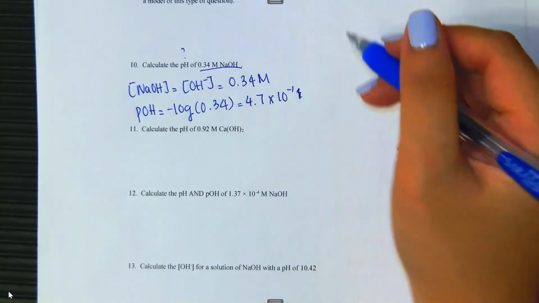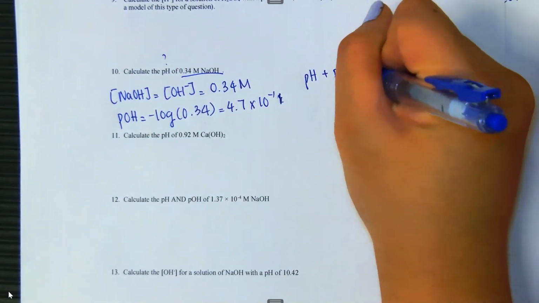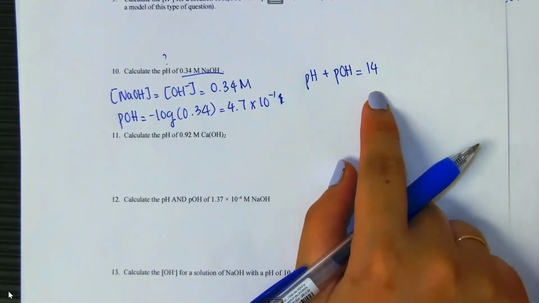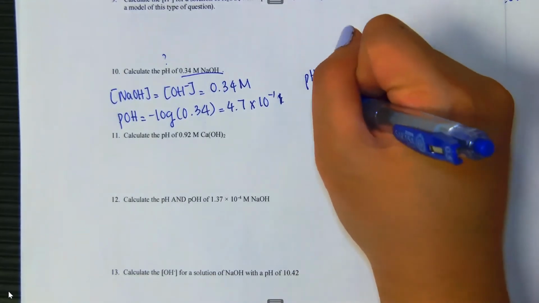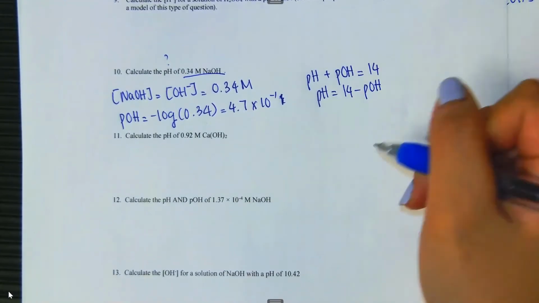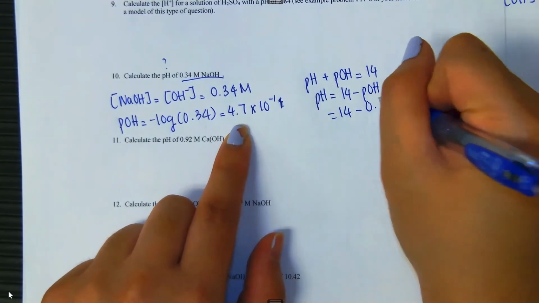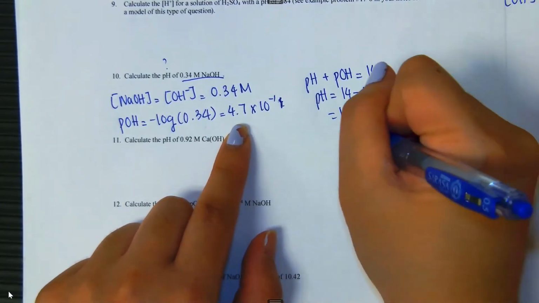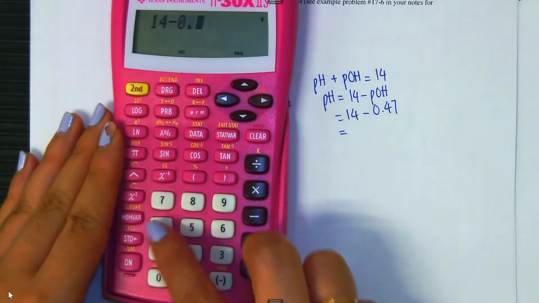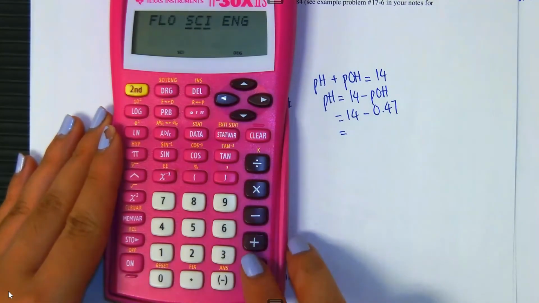Now we are not done because this is only the pOH. We need to find the pH. How are we going to find the pH? Well, remember this nice equation: pH plus pOH is equal to 14. We know the pOH already, so we can find the pH by simply doing 14 minus pOH. And the pOH, this is 0.47. And then when we put that into the calculator, we get this number. I'm going to go ahead and change this back to a regular number.